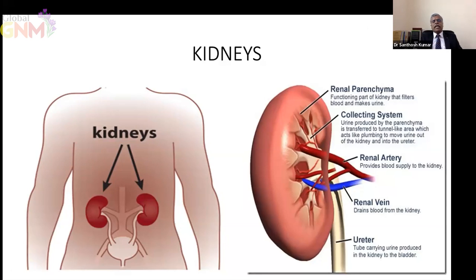As I told you, nearly 180 liters of blood per day is purified, and 95% of this filtrate is reabsorbed by the loop of Henle and other tubules, and only 5% is going out to the collecting tubule, through which it is going to the ureter.